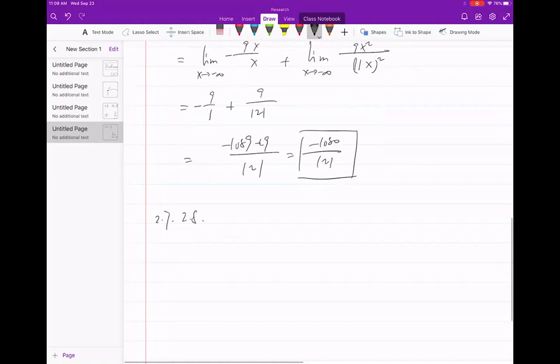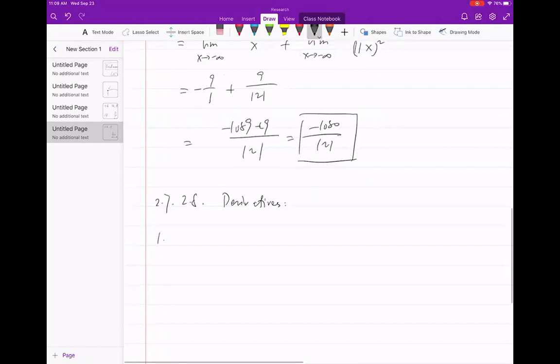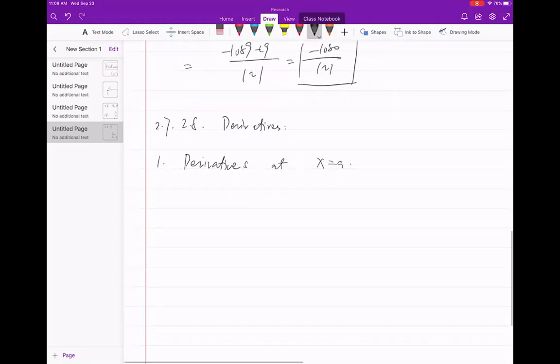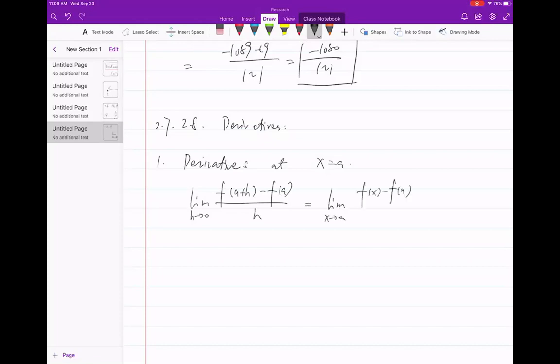2.7, 2.8, derivative. The first thing we did, we talked about derivatives at x equals a. We have formula 1. And the formula 2. As far as I am concerned, we will do either, whichever way you prefer. Okay, they gave you the same answer.